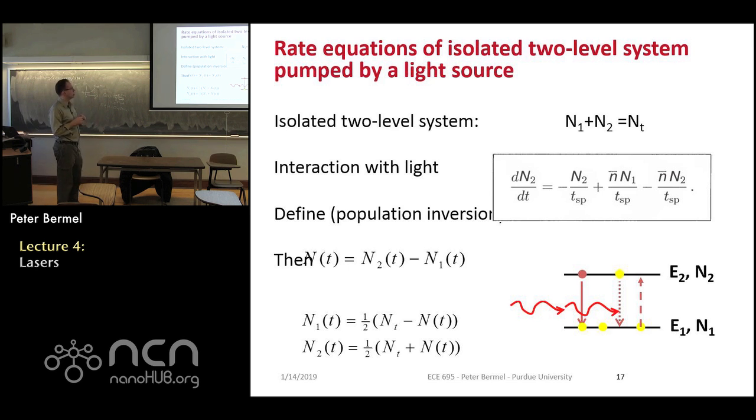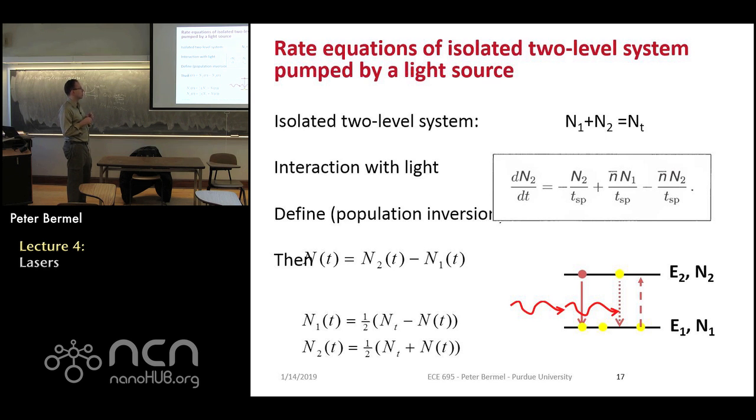The next term is excitation from absorption of photons. This is N bar, the average number of photons interacting with it, times N1 over T spontaneous. That's the absorption term. And finally, we have the stimulated emission term, which is minus N bar N2 over T spontaneous. This shows you, in very concrete terms, why you need N2 greater than N1.